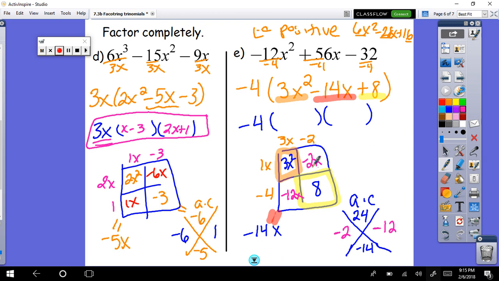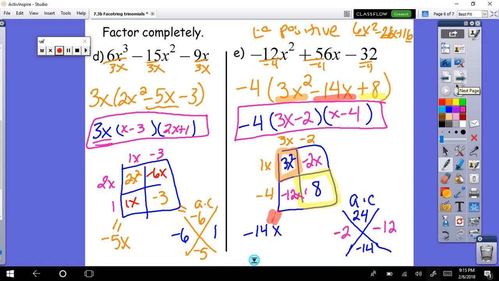Once you have this box, it really lets you check your answer, because you have 3x squared minus 14x plus 8. That's what you started with. So it's another way to double check that your answer is correct. And it always works if the trinomial is factorable. Not all trinomials are factorable. That is something you have to look for. But if they are factorable, you can use this method.